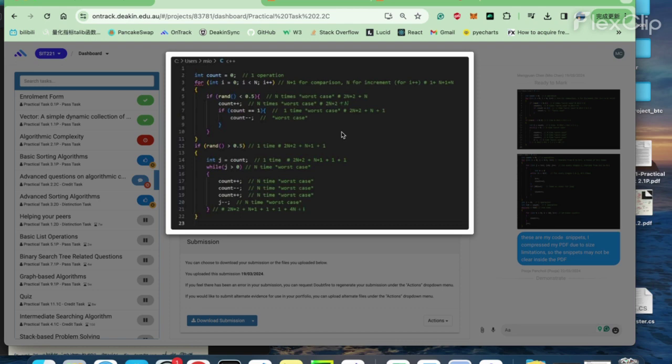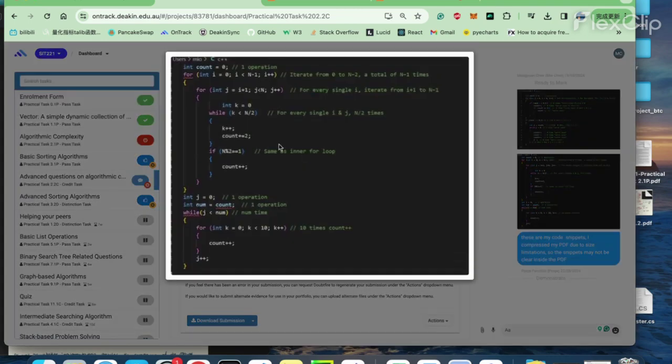The best case here is that only the for loop works, and for the rest, the if cases go false, so they don't run. So the best case is only 2n plus 3, and the average case is between 2n plus 3 and 7n plus 6.